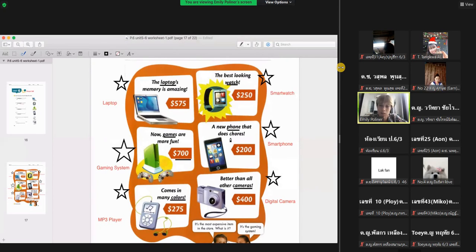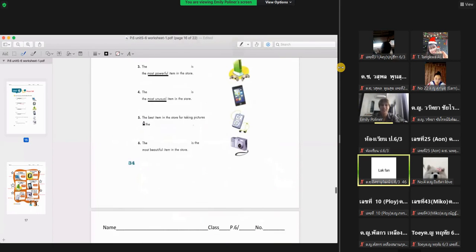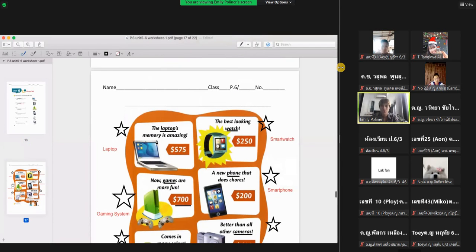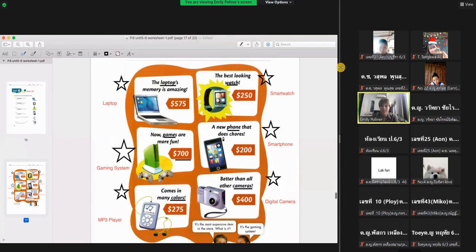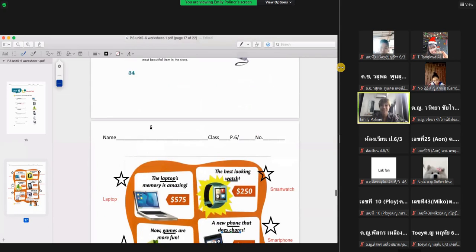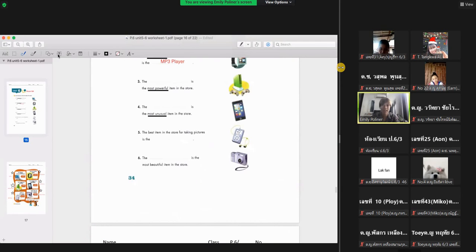Do you think that's unusual? A phone that does chores? Smartphone. Yeah, I think so too. It does chores. Right here it says a new phone that does chores. That's not very normal. That's really, really unusual. So let's put that one there.